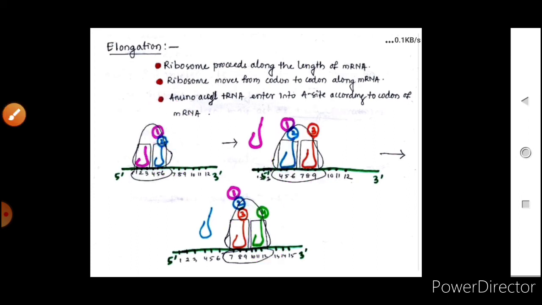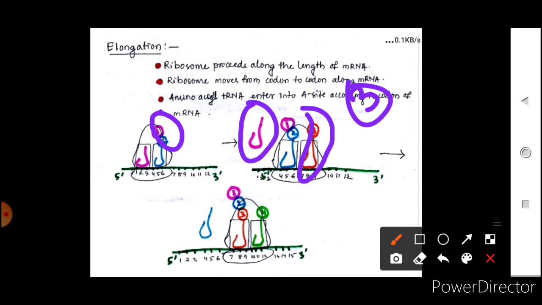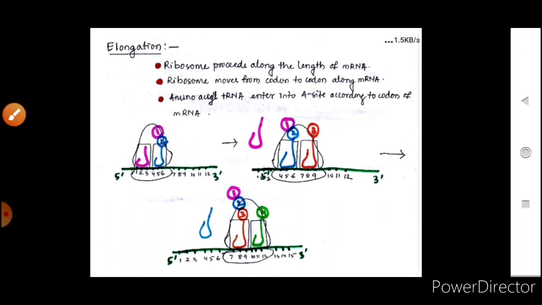Okay, see, first we saw that 2 bonds were formed. Now the red color amino acid, which was the 3rd amino acid, is coming, and this pink one is releasing, as the bond was formed between the pink and the blue. Then this red one will be coming at this site, and a bond will be formed, and this blue one will be releasing. Now this green one will come at the site of the red one, and then again this green one will be releasing. Okay, so the ribosome will proceed along the length of the messenger RNA.